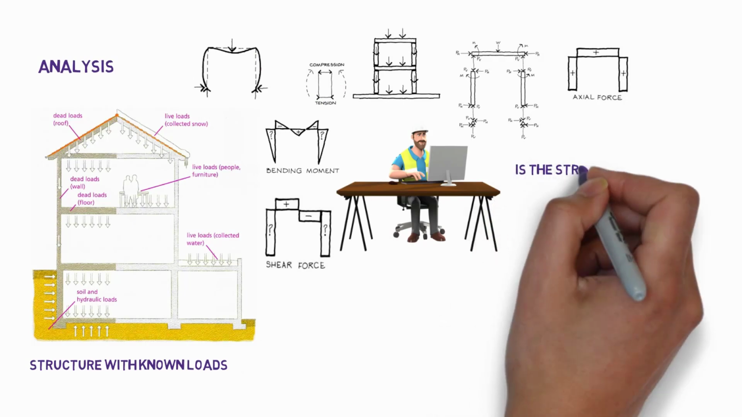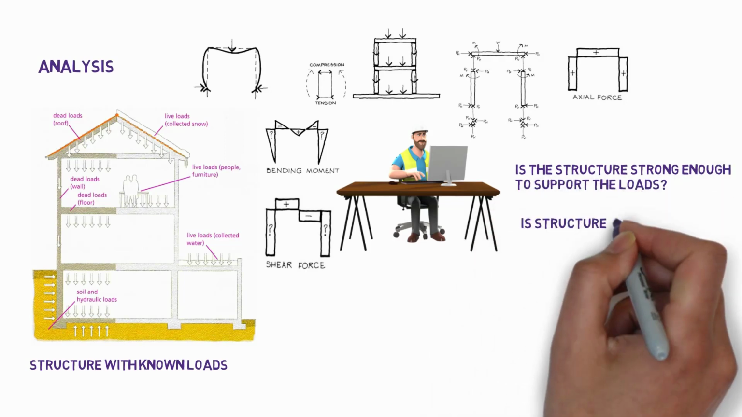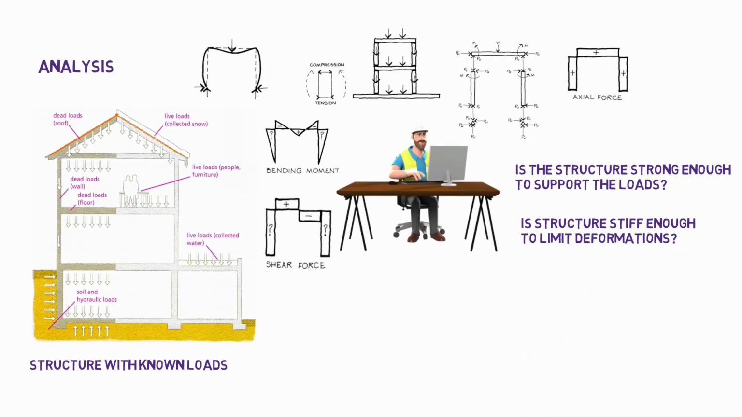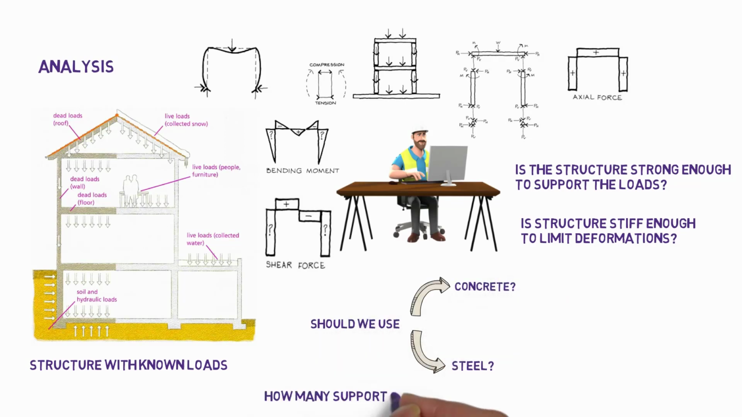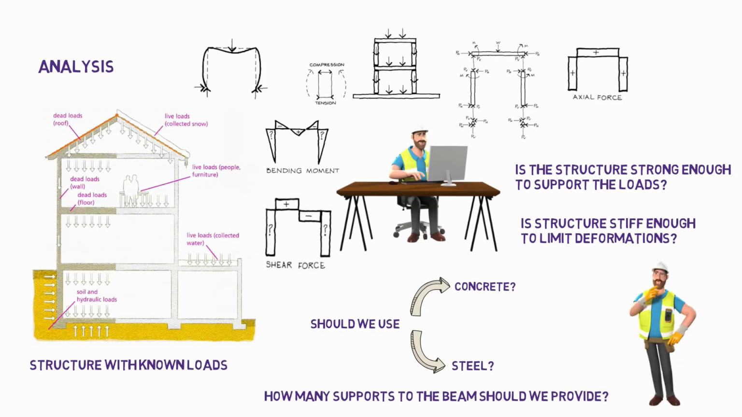The analysis of a structure is necessary to prove that it is strong enough to support a given set of loads and that it is stiff enough to limit deformations. Analysis tends to be based on mathematics, and the aim is to get as close as possible to the uniquely correct solution. Analysis is a vital part of the design of safe and cost-effective structures. However, it cannot take place until the basic form of the structure has been decided. We firstly need to settle questions like, should we use steel or concrete? How many supports to the beam should we provide? These early decisions are referred to as design, and not analysis.